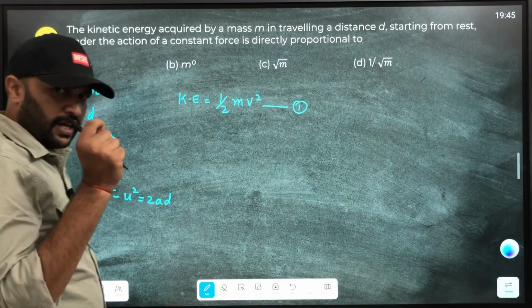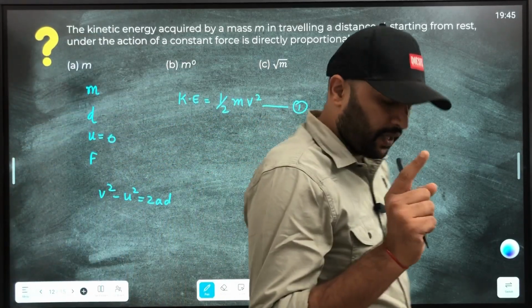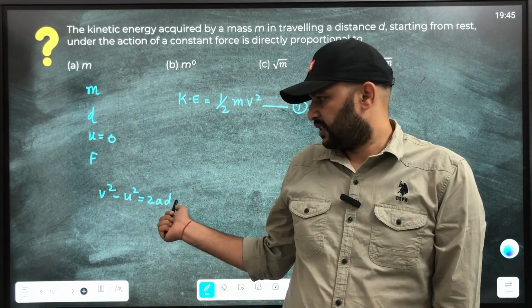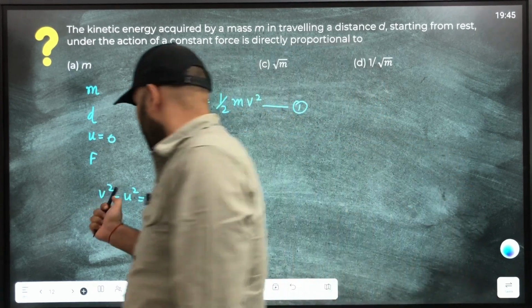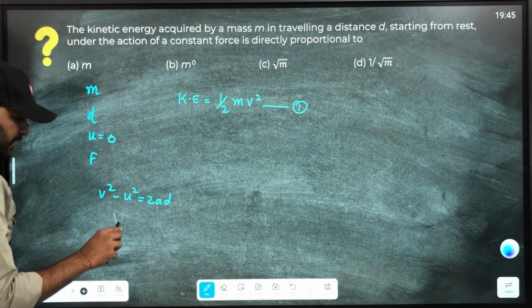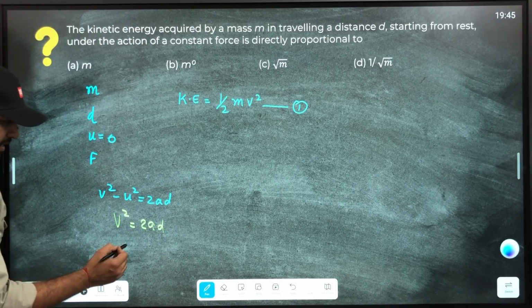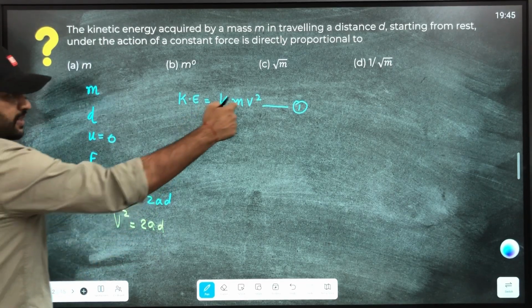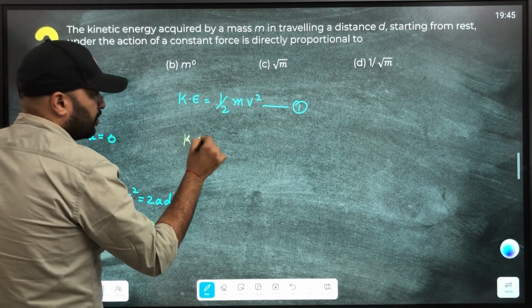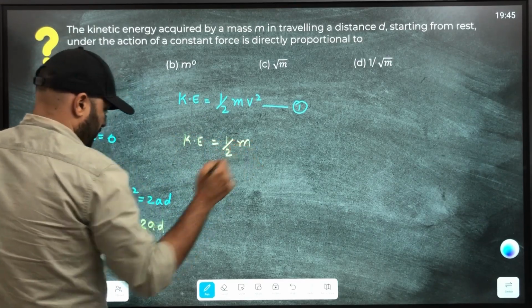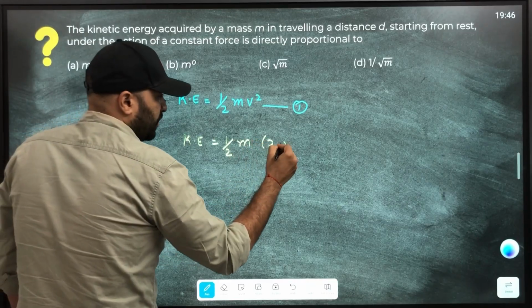Let me repeat again. Our equation of motion is v square minus u square equal to 2as, and s is what? The distance d. Clear? Now, initial velocity is 0 as per the question. So v square will be equal to 2ad. Correct? And acceleration, we will substitute over here. So kinetic energy here will be equal to half m, and what's v square? 2 into acceleration into d.